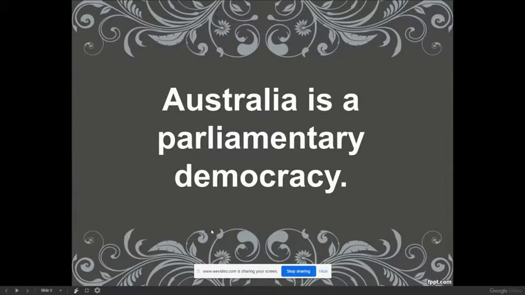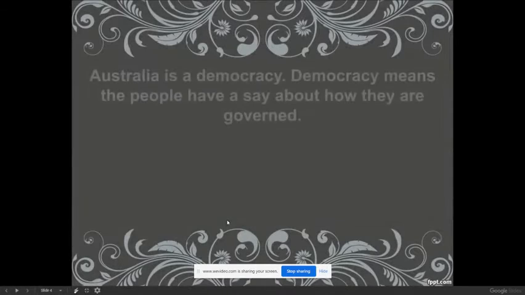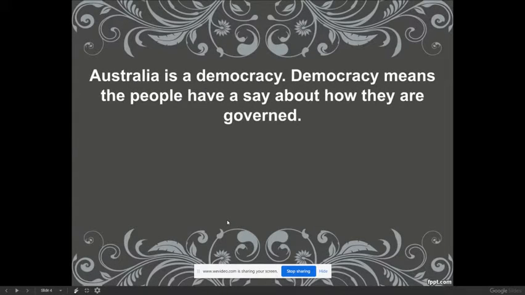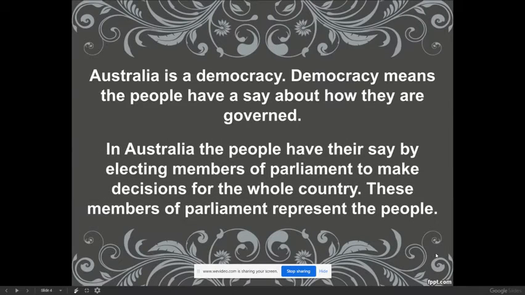Australia is a parliamentary democracy. Australia is a democracy. Democracy means that the people have a say about how they are governed. In Australia, the people have their say by electing members of parliament to make decisions for the whole country. These members of parliament represent the people.